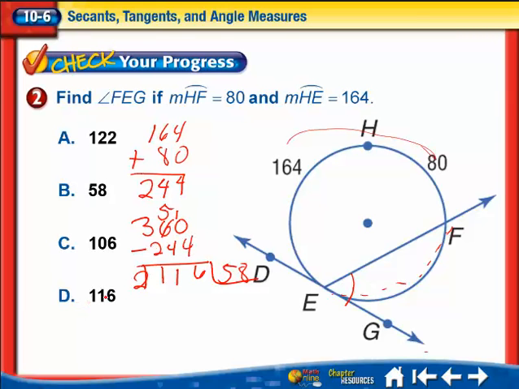Okay, notice they put 116 in here. So the correct answer is in there, but so is the answer of you making a mistake. Correct answer is 58.